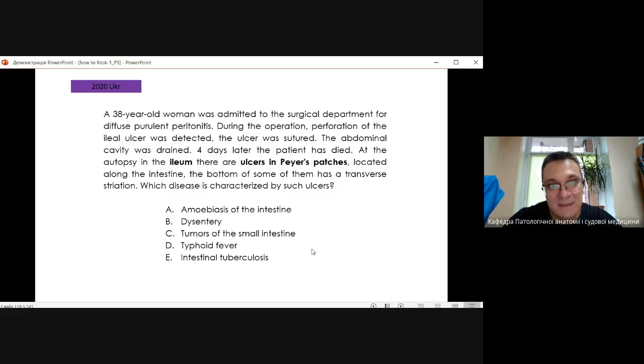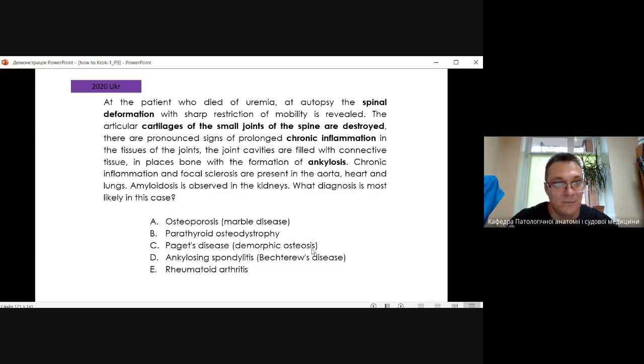A 38-year-old woman was admitted to the surgical department for diffuse peritonitis. During the operation, perforation of an ileal ulcer was detected. Ileum, you see, ileum, that's the key word. There are ulcers of Peyer's patches with perforation. So what is the disease here? We already met this disease, but here we see the ultimate complication of that, the perforation of Peyer's patches and development of peritonitis. For sure, we are talking about typhoid fever. You see the very good connection. Ileum, ulcers in Peyer's patches, and it works pretty well.